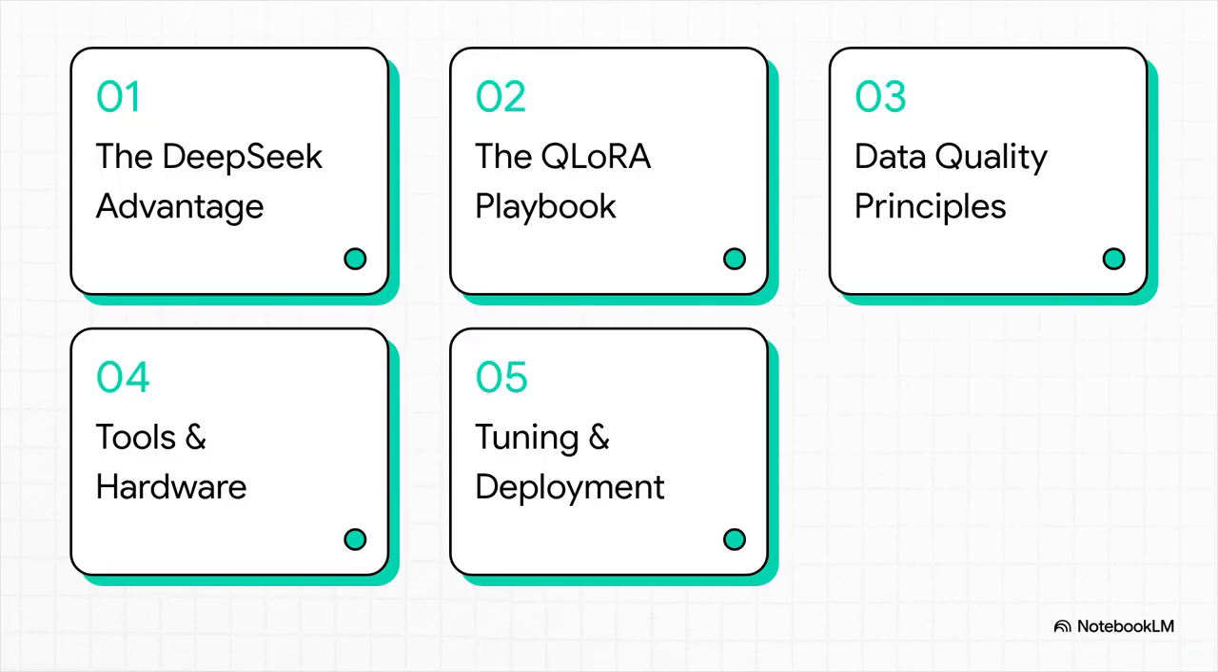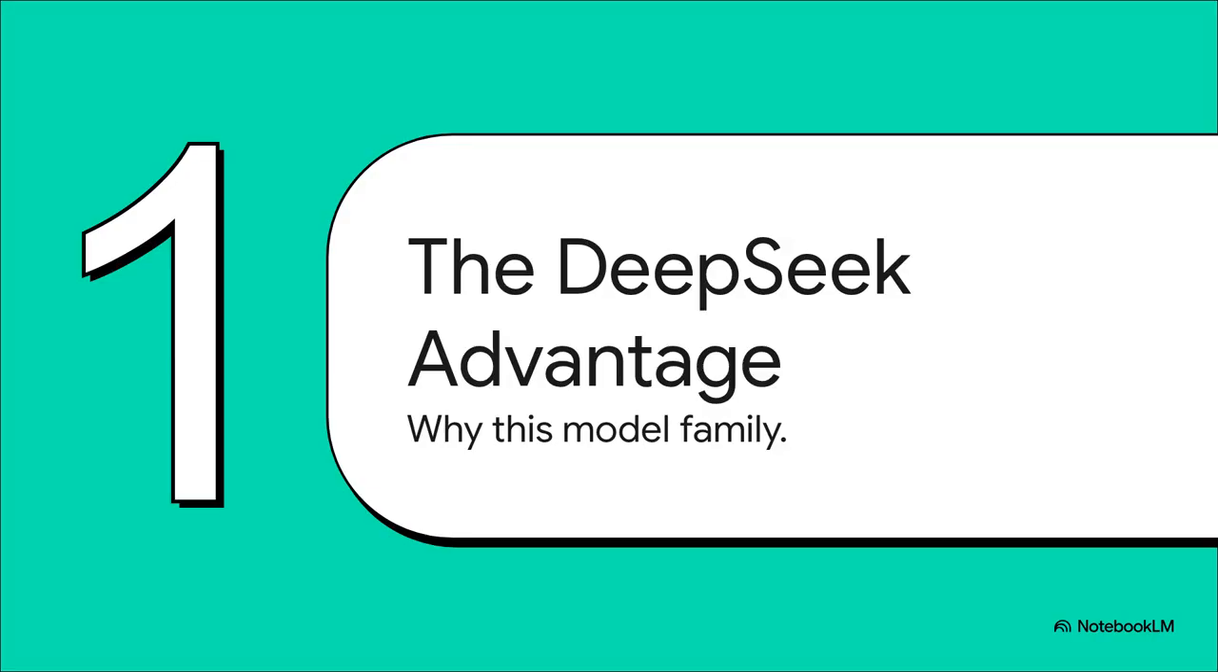Okay, so here's our game plan. It's a 5-step process. We'll kick things off with why we picked DeepSeek in the first place. Then we'll dive into the secret sauce, our QLoRA playbook. After that, we'll talk data, the tools and hardware we need, and finally, how we get this thing from training into production. All right, let's jump into part 1, the mission.